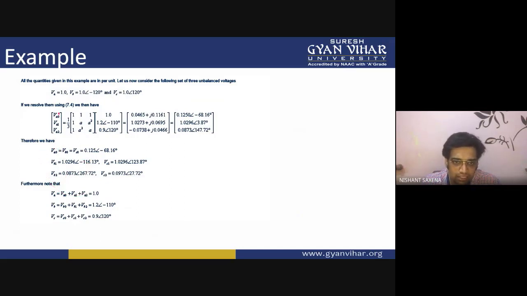if I write this equation in this form, then I can write VA0 is equal to 1 by 3, 1 plus alpha square plus alpha. VA1 is equal to 1 by 3, 1 plus alpha cube plus alpha cube, sorry, 1 plus alpha square plus alpha cube. And VA2 is equal to 1 by 3, 1 plus alpha 4 plus alpha square.